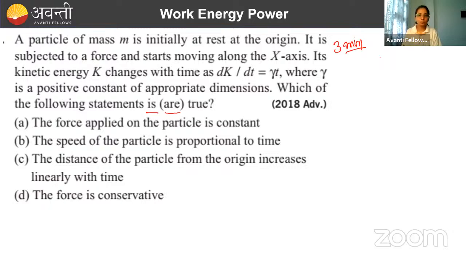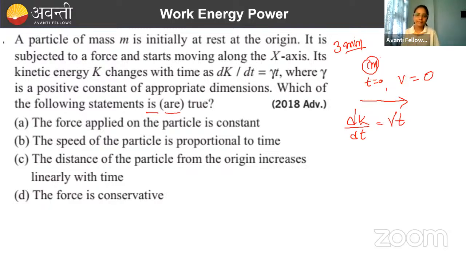So let's see now what the thing is. What is given here? A particle of mass m is initially at rest. So mass m is here, and at t equal to 0, its velocity is 0. It is subjected to a force and starts moving along the x-axis. Because of that force, it starts moving in the x-axis. Its kinetic energy is given as dK/dt equal to gamma t. So here you will be writing dK/dt equal to gamma t. Which of the following statements are correct?